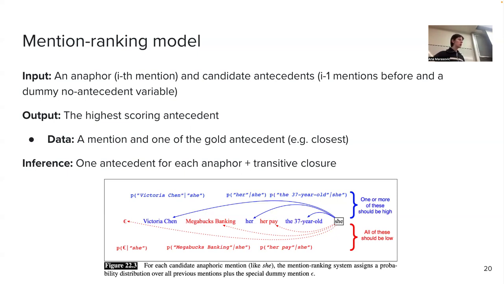So the data will be a mention and one of the gold antecedents, not all of them, because we are interested only in finding the high scoring one. Now, it's a bit weird because our data doesn't have a notion of the high scoring antecedent, it's a made up concept, right? So here we need to choose our artificial high scoring antecedent for training, and people very often choose the closest one. Then at inference time, you will get one antecedent for each anaphor, and because of transitive closure, you will get the full cluster. So that's the idea behind the mention ranking method.